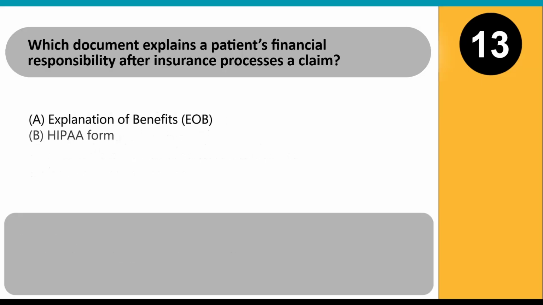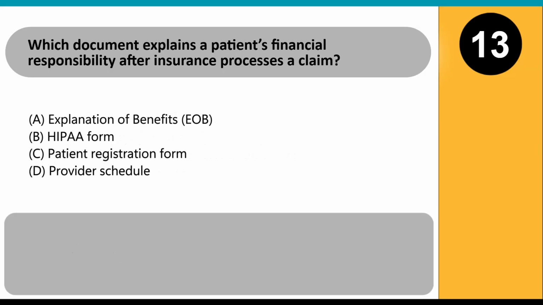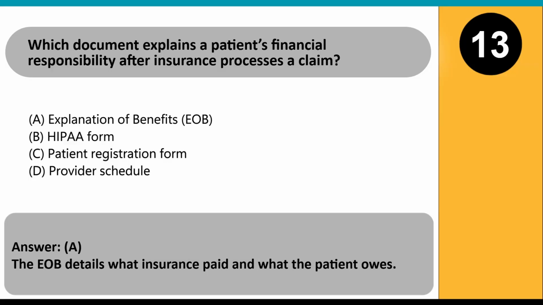Which document explains a patient's financial responsibility after insurance processes a claim? A. Explanation of benefits, EOB. B. HIPAA form. C. Patient registration form. D. Provider schedule. Answer: A. The EOB details what insurance paid and what the patient owes.